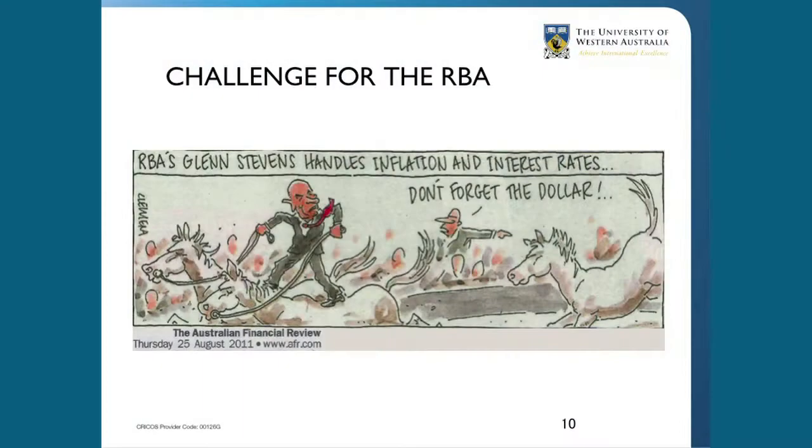Very difficult job. Here's a little picture that encapsulates the difficulty that the Reserve Bank has in running monetary policy right now. Here we have the Governor of the Reserve Bank, Glenn Stevens, riding two horses at the same time, and these two horses represent inflation and interest rates. And if that's not tough enough for him not to fall off, there's some very helpful gentleman at the back here suggesting that Stevens should also try to ride a third horse, which pertains to the value of the Australian dollar.